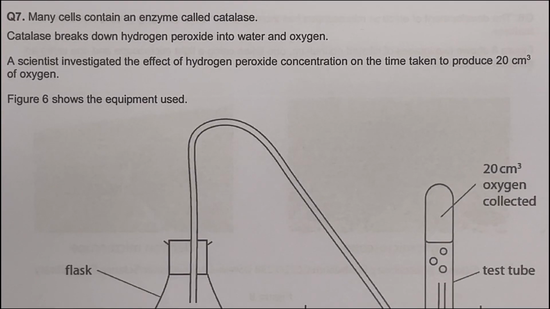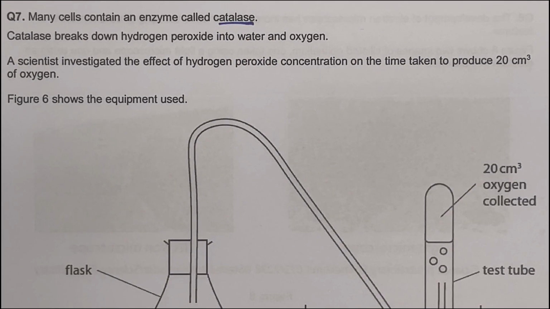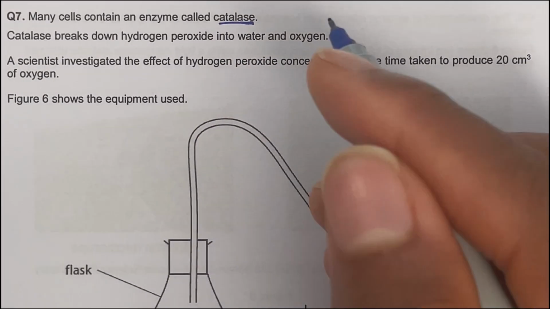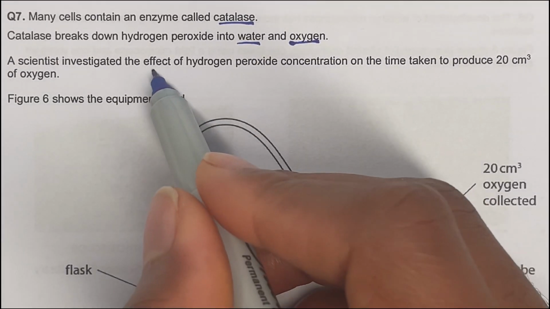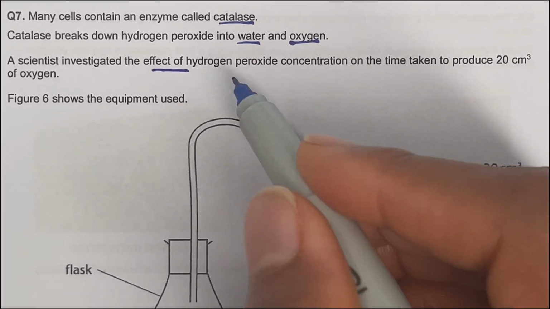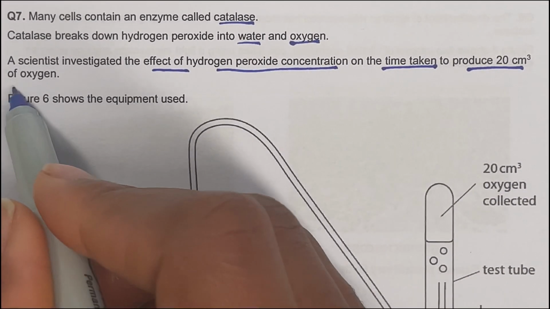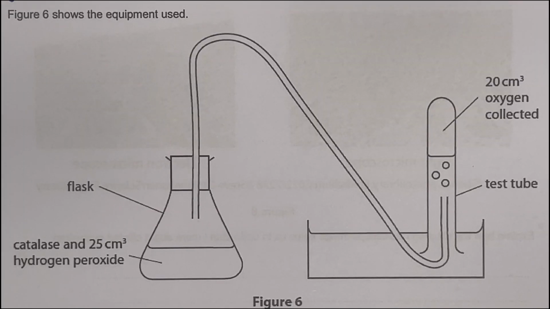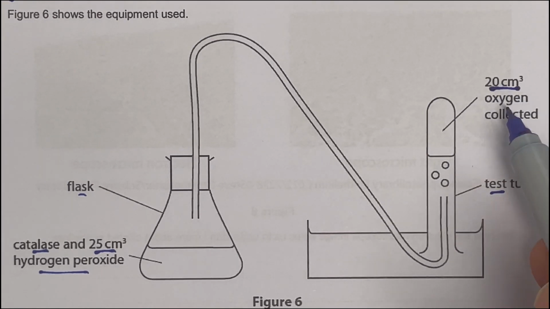Many cells contain an enzyme called catalase. Okay, underline it. Catalase breaks down hydrogen peroxide into water and oxygen. A scientist investigated the effect of hydrogen peroxide concentration on the time taken to produce 20 centimeters cube of oxygen. Figure 6 shows the equipment used. So from the figure, I can see my flask, my catalase, my 25 centimeters cube of hydrogen peroxide, a test tube, bubbles, and 20 centimeters cube of oxygen collected.